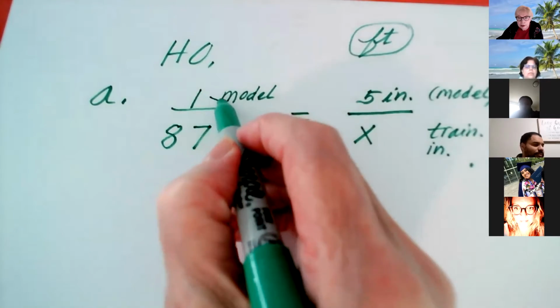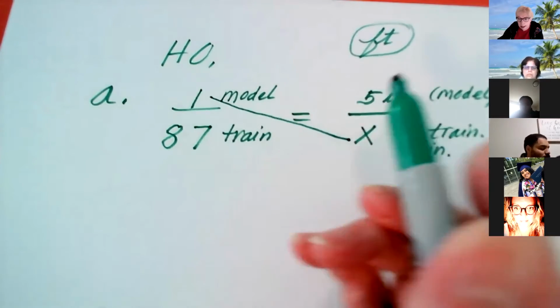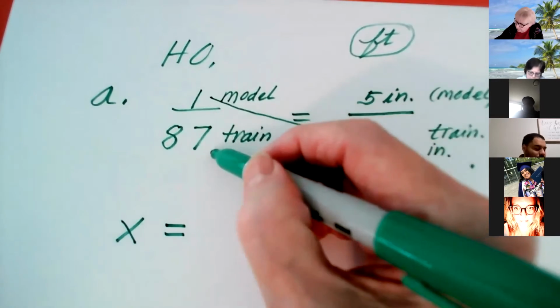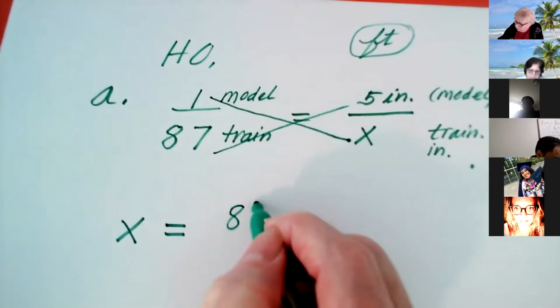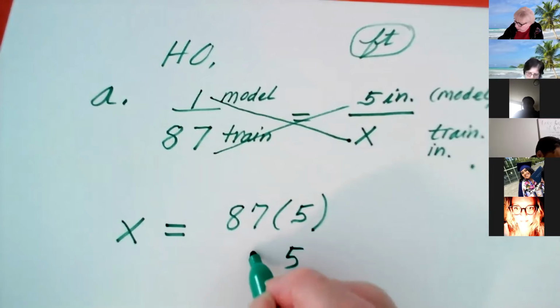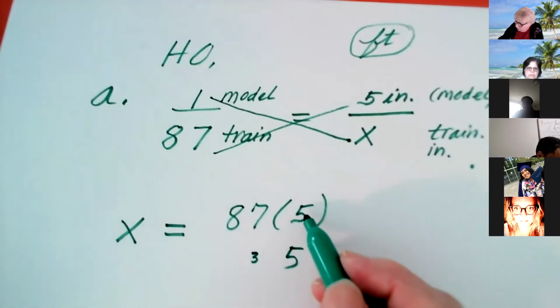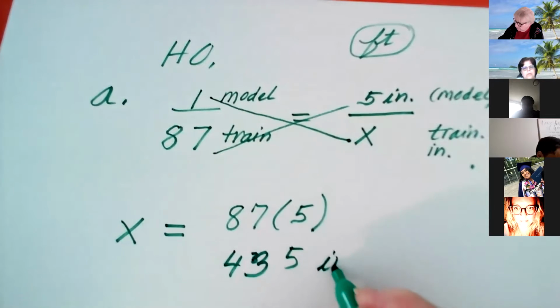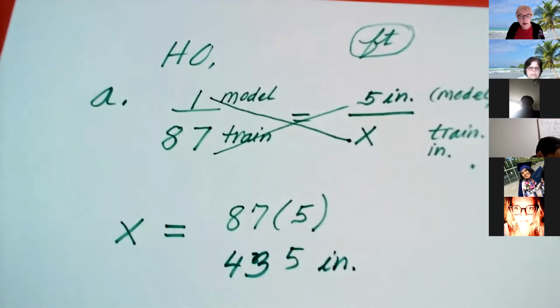So this is 1 times x is 1x. And this is 87 times 5. 35, carry a 3. This is 40. And 3 is 43. Something's not right. This is not a very big train, is it? Or maybe it was just one piece of the train. I forgot. No, it's a model train.